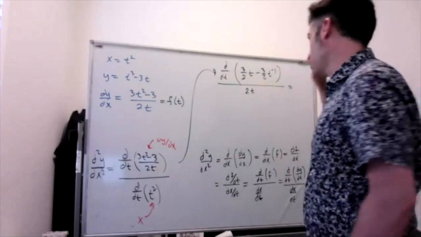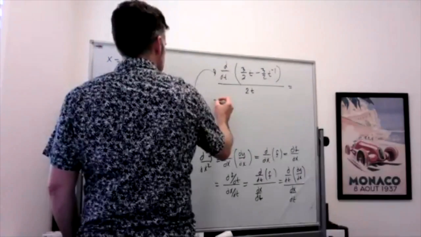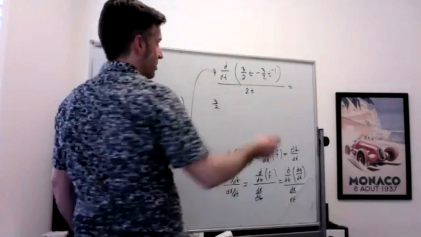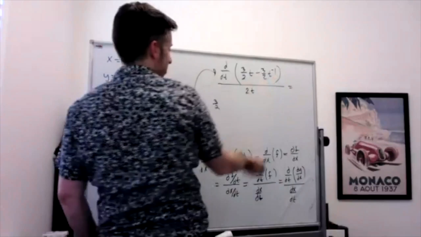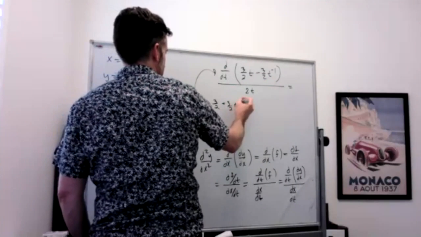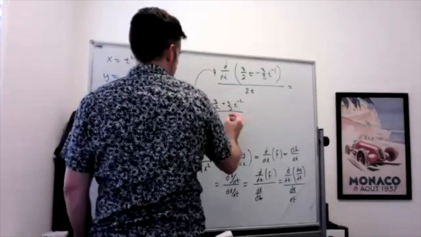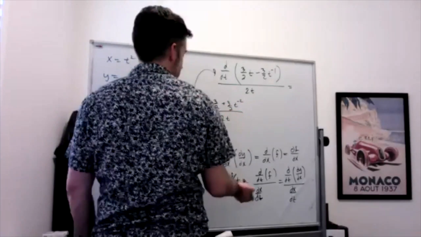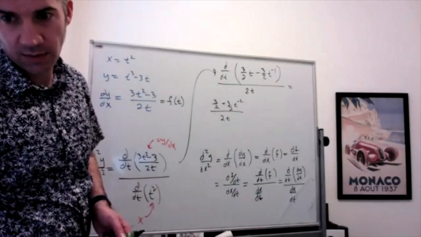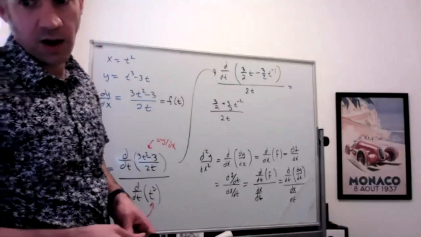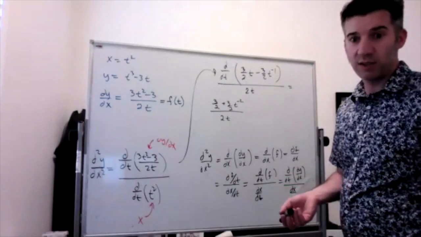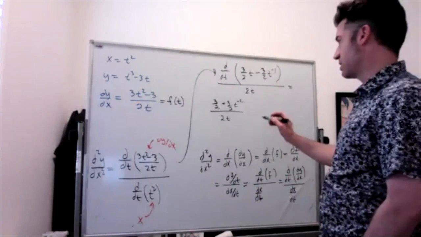So we end up getting 3/2, right? The derivative of 3/2 t is 3/2, and then minus 3/2 times the derivative of t to the negative 1 is going to be plus 3/2 t to the negative second, all divided by 2t. That seems good. Notice this is never equal to 0. In fact, we can make this even nicer.